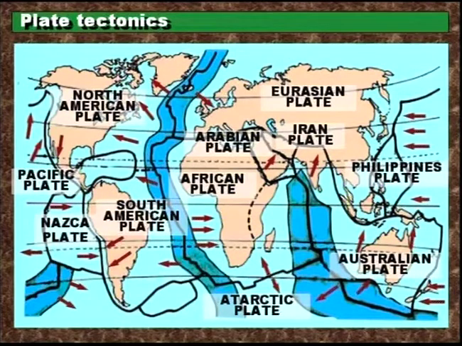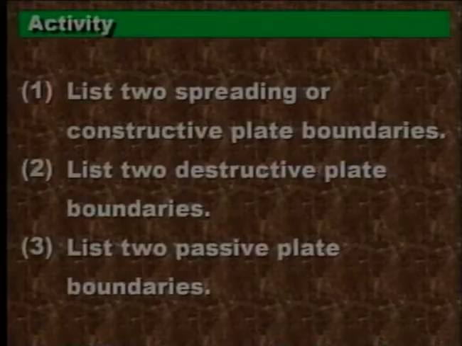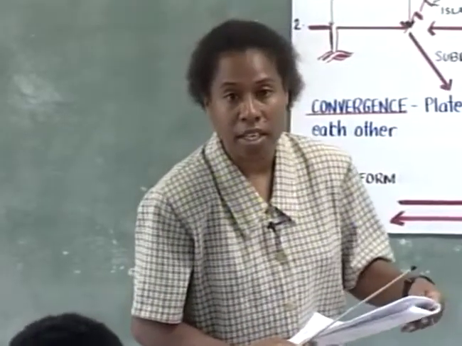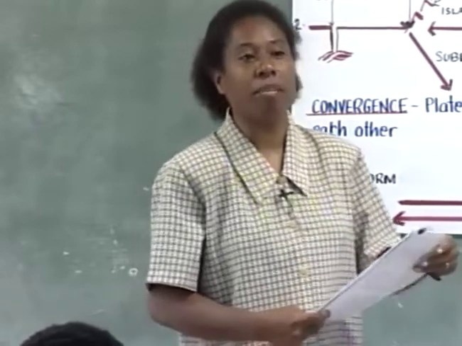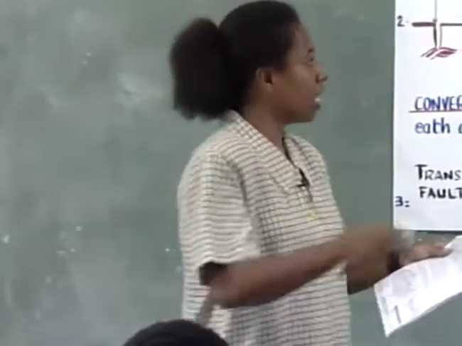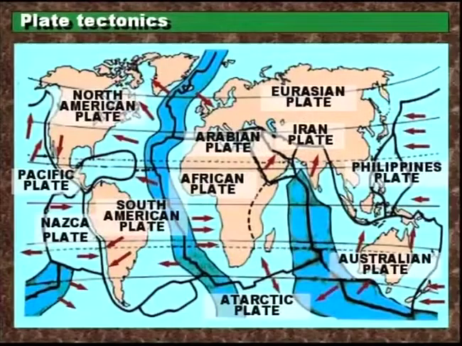Doreen, another example. The Pacific plate and the Antarctic plate. Everyone check on that one. Pacific plate and the Antarctic plate. Are they converging? Pacific plate, Antarctic plate? No.